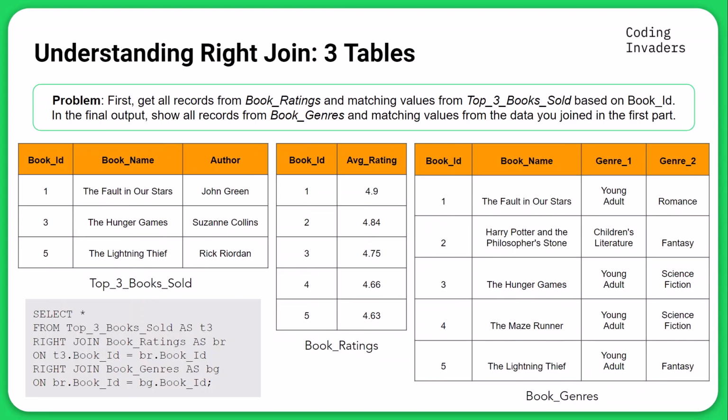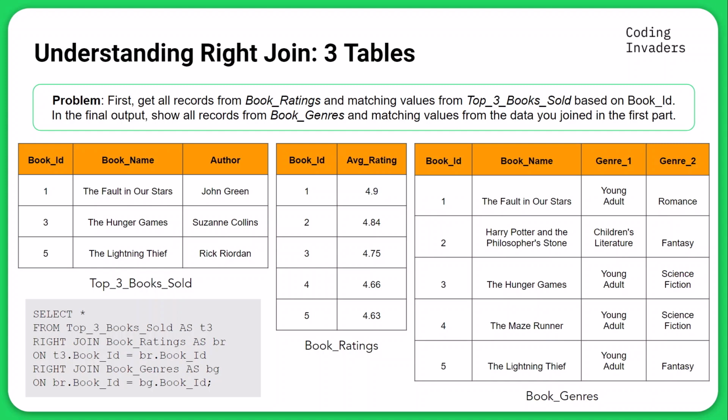Okay, so here's the code. Let's see what we have. Select star from top 3 books sold as T3. T3 is the alias for top 3 books sold. Right join book ratings as BR. So we know that we have to do a right join between top 3 books sold and book ratings, right? Both are joined on T3.bookid equal to BR.bookid. Book ID is the column on which we are joining. So we got an output, and on that output we have to do a right join again with books honors. So right join books honors as BG on BR.bookid equal to BG.bookid, right?